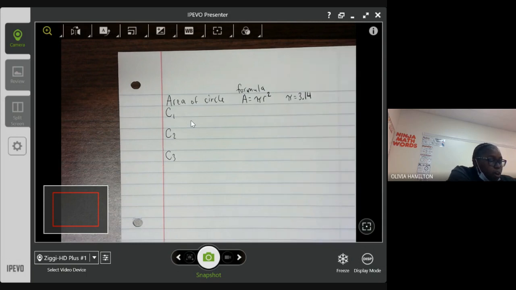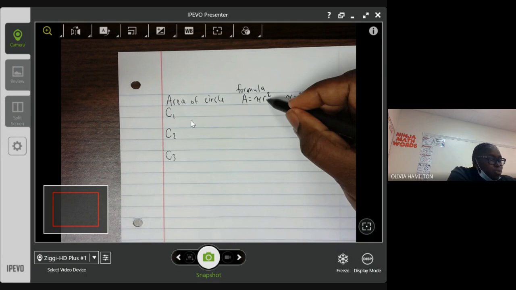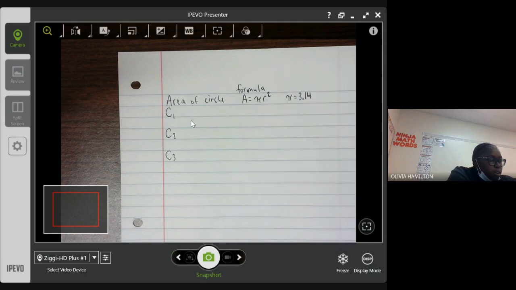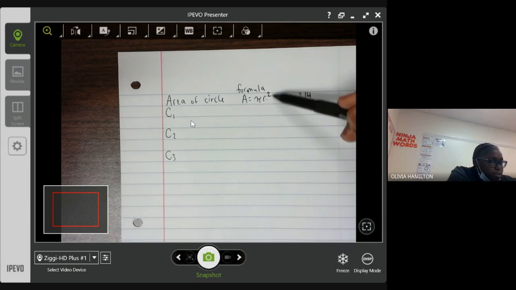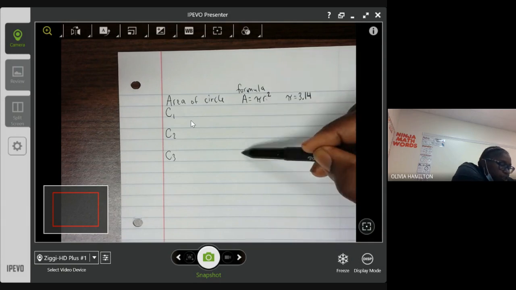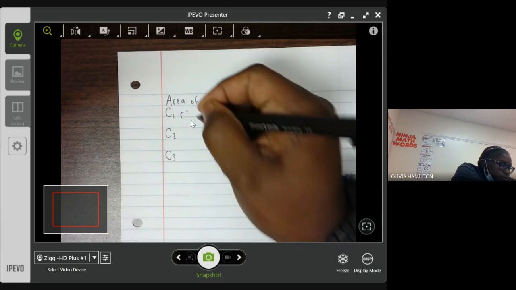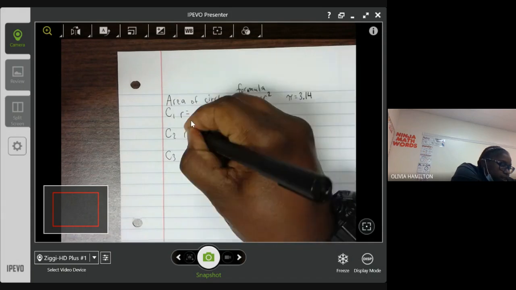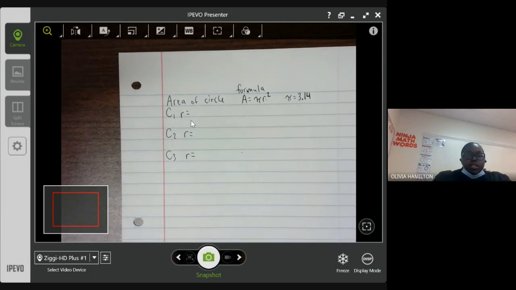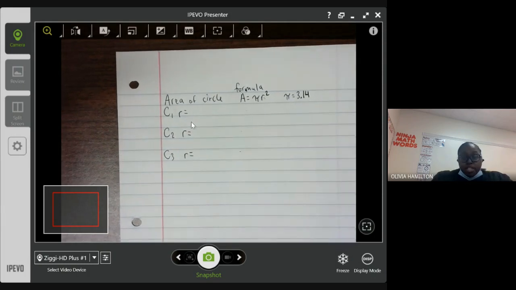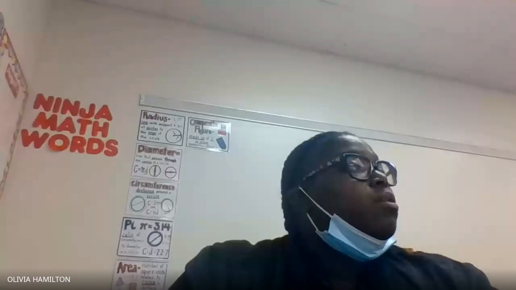Then we need r. But the thing is, we're not going to just have one r because we have to do this 3 times. So we need r for this circle, r for this circle, and r for this circle. So let's go back to our problem so we can see what radiuses or radii, since we have multiple, what radii we are dealing with.